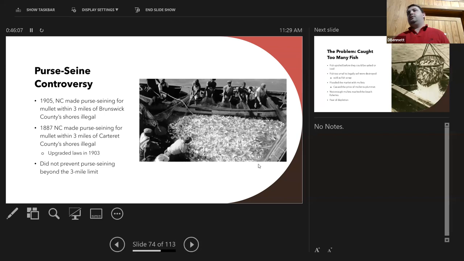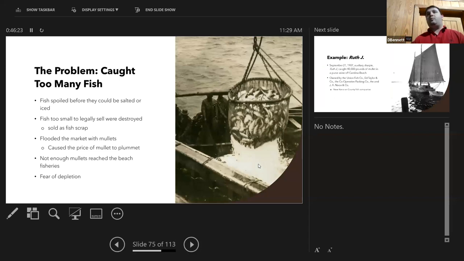But this did not prevent the menhaden boats from purse-seining for mullet beyond the 3 mile limit. You go 3 miles out, and that becomes federal waters. And so North Carolina can't regulate those waters. And so the problem was with these giant purse seines, you're catching way too many fish, and the fish are spoiling before they can get back to shore to be preserved. And sometimes they're catching fish that are too small to be legally sold. And so they're being used as fertilizer.